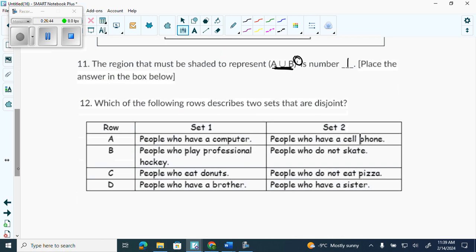Which of the following describes two sets that are disjoint? That means they have nothing in common. People have a computer, people have a cell phone. Can people have a computer and a cell phone? Yes, so that can't be disjoint.